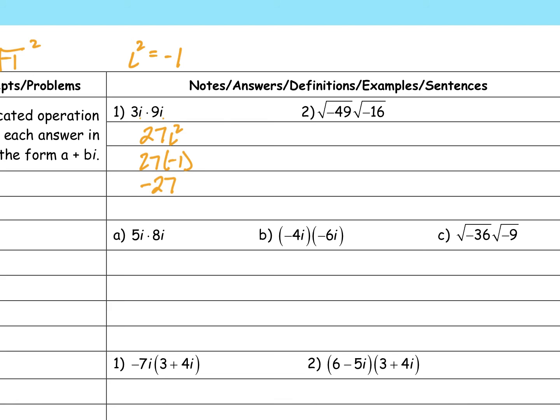The square root of negative 49 is negative 7 times the square root of negative 16, which, oh, not negative 7. Oh my gosh, I'm so sorry. The square root of negative 49 is 7i, times the square root of negative 16, which is 4i. I multiply that together. 7 times 4 is 28. I times I is i squared, but i squared equals negative 1, so my answer is negative 28.